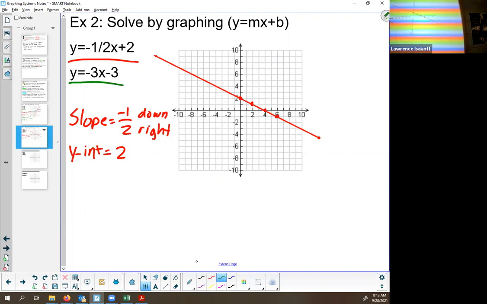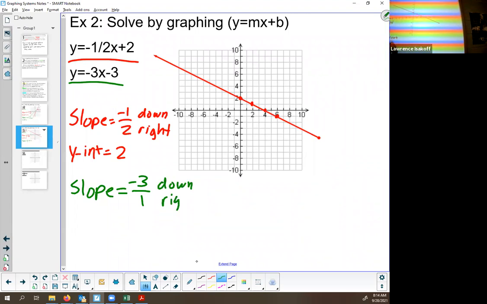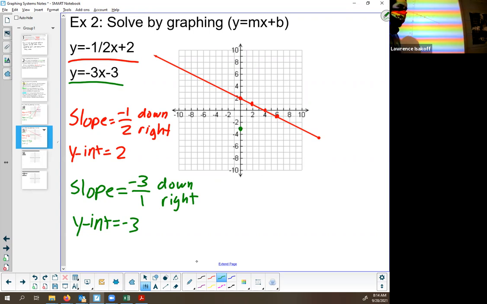Graph 1, we should be able to graph 2. What's my slope here? The slope's in front of x, it's -3. So I'm going to call that -3/1. So that tells me I'm going down 3 and then right 1. What's my y-intercept here? Also -3. So I'm going to start at -3.